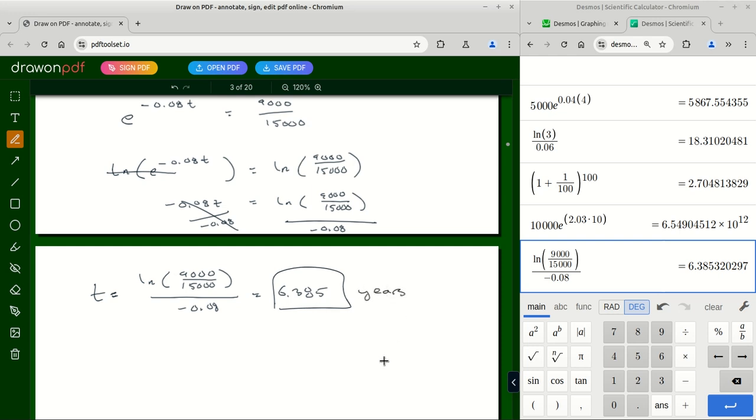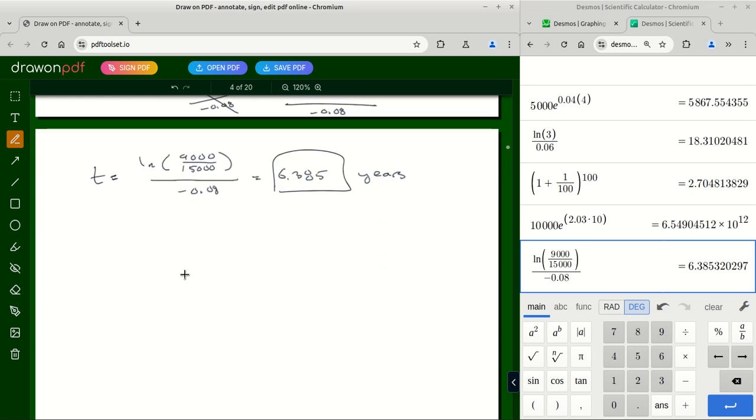So, years. All right, cool. So it took 6 and some years to go from 15,000 down to 9,000. Again, this is a decaying thing. Okay, cool. So divide, ln, divide. If you haven't seen it, there you go.